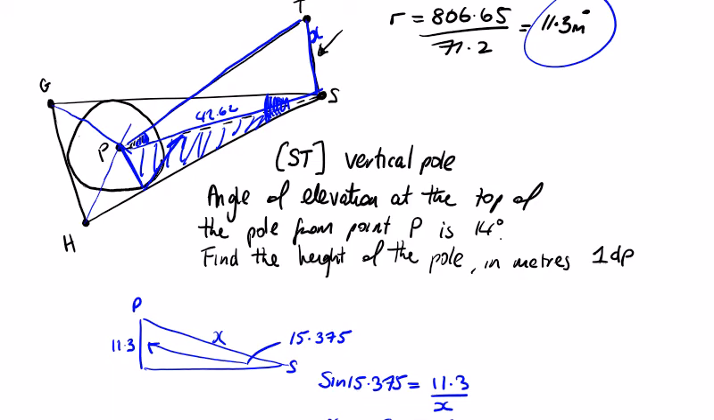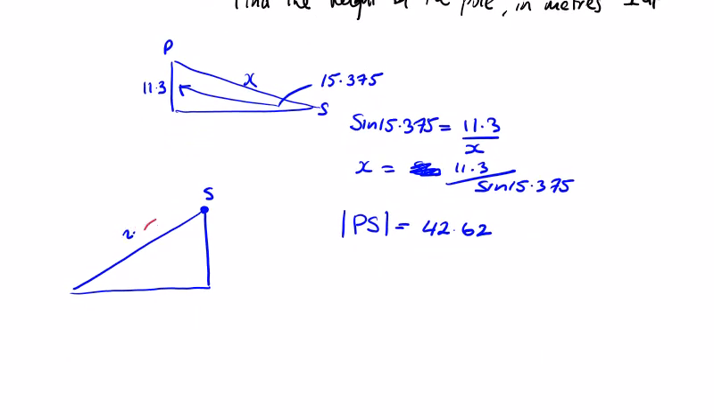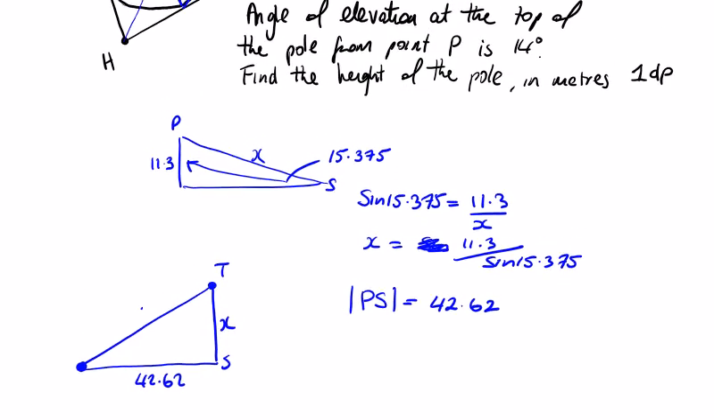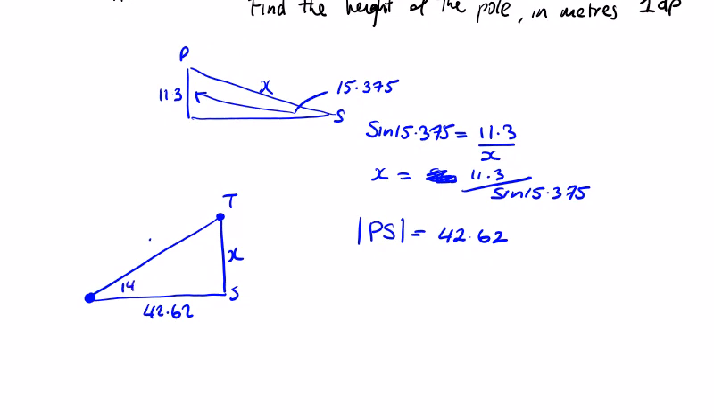So we have our angle. We have the bottom and we're looking for the side. So we have the angle. T was at the top, S. So we have 42.62. We're looking for x. And we have the angle of elevation. It was given to us in the question, 14 degrees. So we're looking at tan here with the two straight sides. So tan of 14 is equal to x over 42.62.